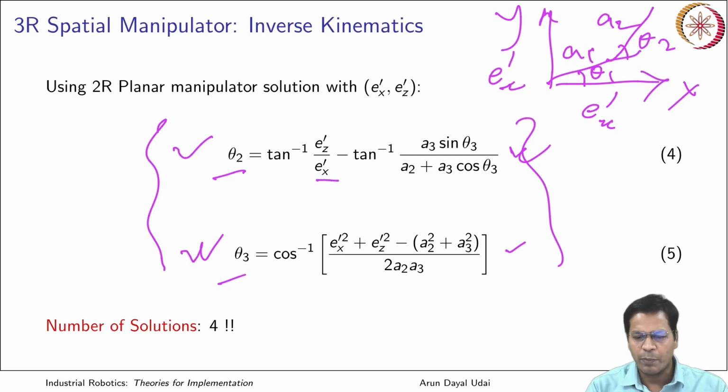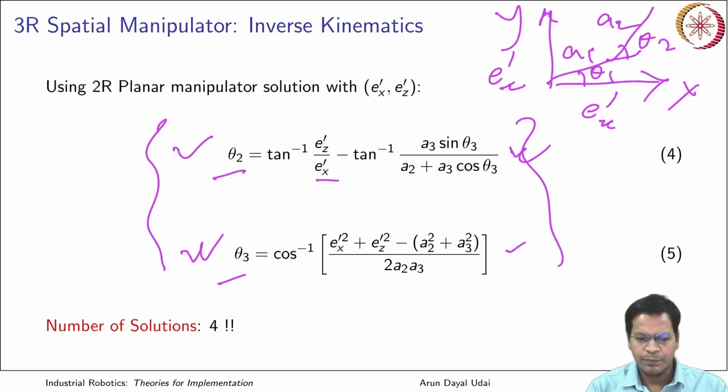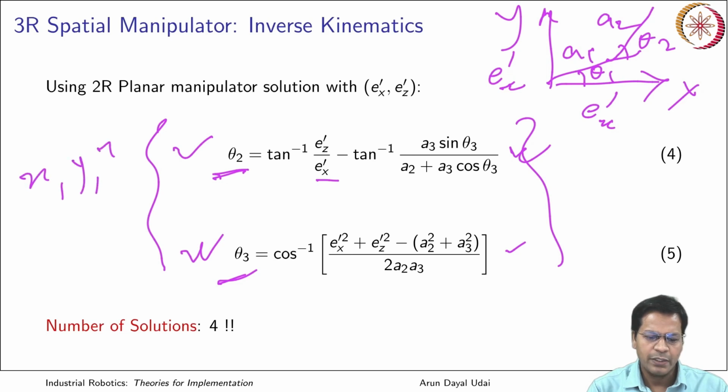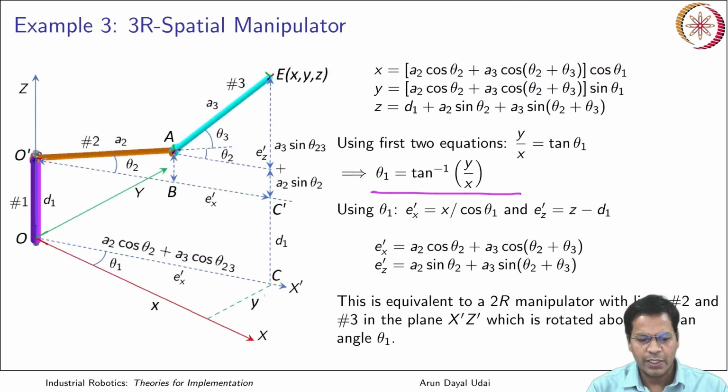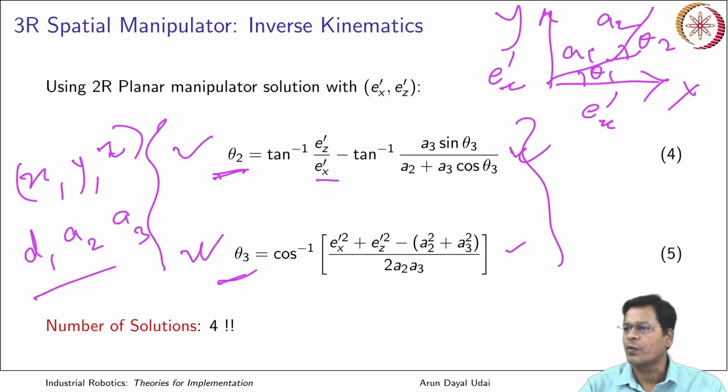So now you have obtained theta 1, which was here, and theta 2 and theta 3. Got it? So all the angles are obtained. What was known was x, y and z. So that was the input to the system. What was known was D1, A2 and A3. So all the kinematic parameters D1, A2 and A3 were known. So all the parameters were known.